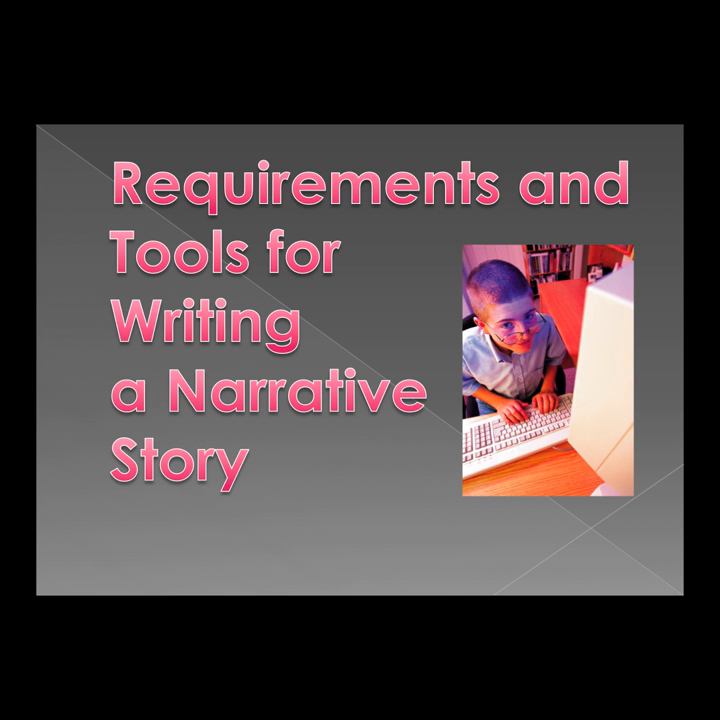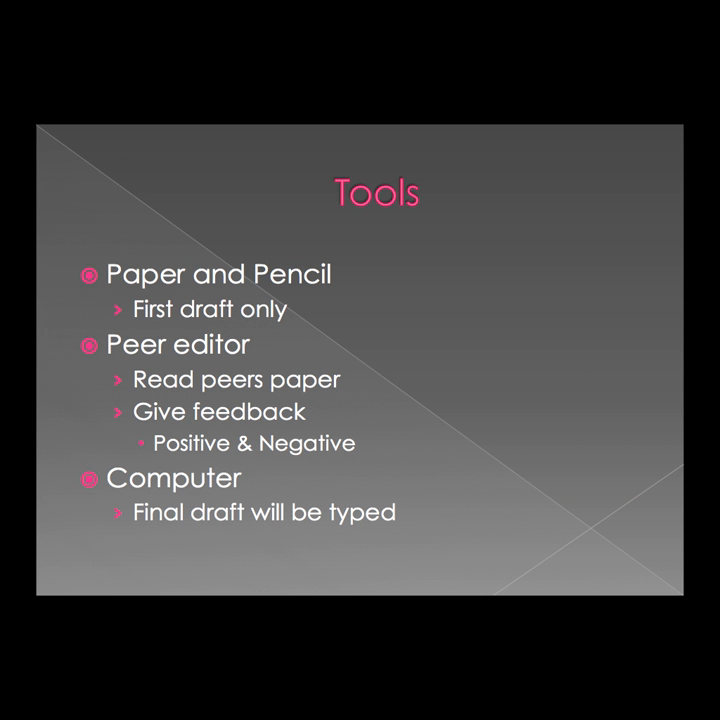Now let's take a look at what you'll need to write a narrative story. First, you'll handwrite a draft of your story, so you'll need a notebook paper and a pen or pencil. After that's been completed, you'll exchange stories with a classmate who will give you feedback on what was good about your story and what can make it better. Once the corrections have been made, you'll type your final draft.